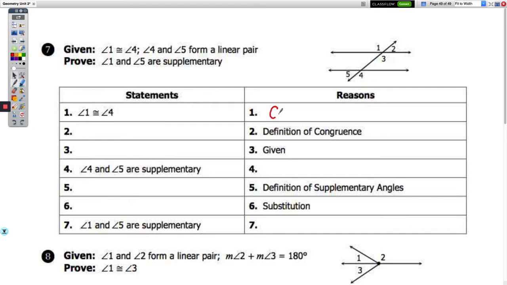Obviously, we are given the first statement, and we are given something else. We're also given that angle 4 and angle 5 form a linear pair. Now, if angle 1 is congruent to angle 4, we can say that the measure of angle 1 is equal to the measure of angle 4, because the definition of congruent is either going from measures being equal to angles being congruent or vice versa.